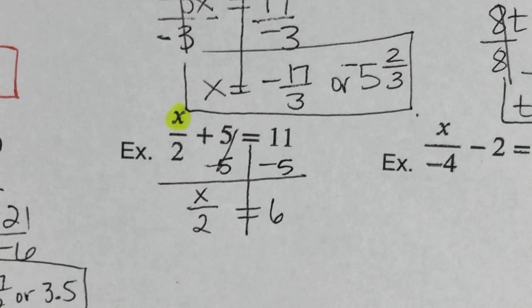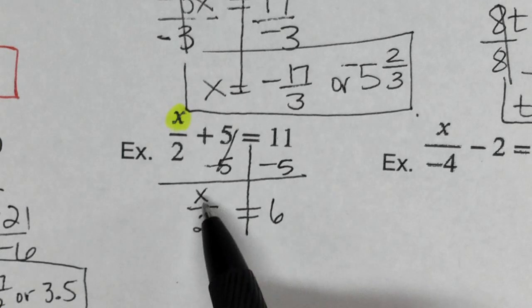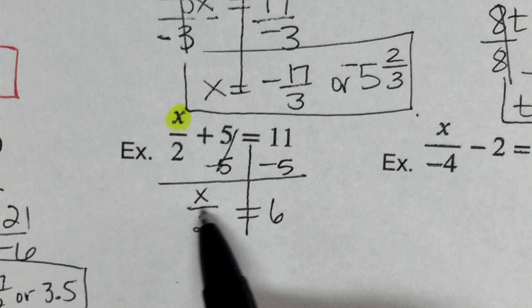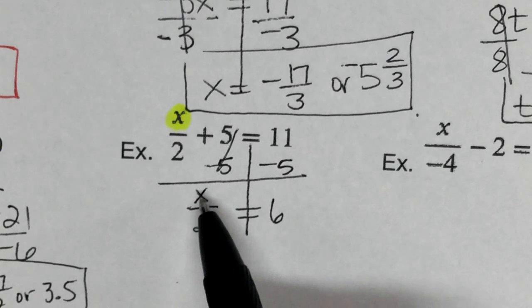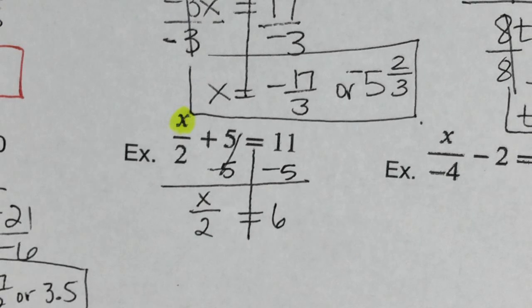Now we're going to get rid of the coefficient that's attached to the x. X is being attached to the 2 by what? What is this called? It's a division sign. Yes, it's a fraction, but it's division. Yes? So what is the opposite of divide? Multiply. Now I'm going to show you why this works.